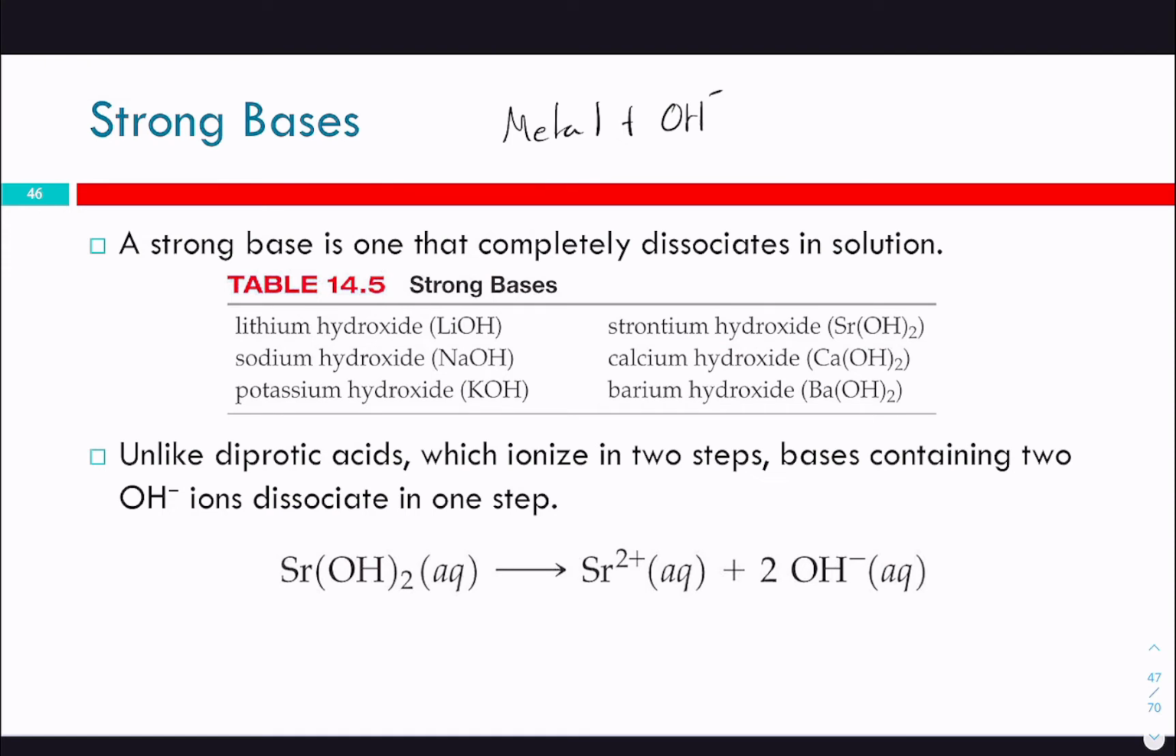Unlike diprotic or polyprotic acids, where they ionize one hydrogen at a time and each hydrogen gets harder to remove, strong bases that have 2 hydroxides ionize all in one step. So if you add strontium hydroxide, you'll get twice as many hydroxide ions as you had strontium hydroxide formula units.